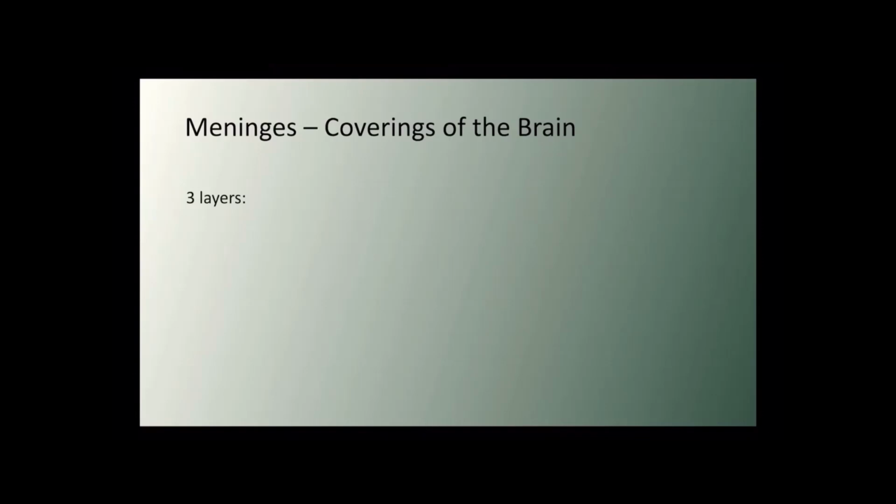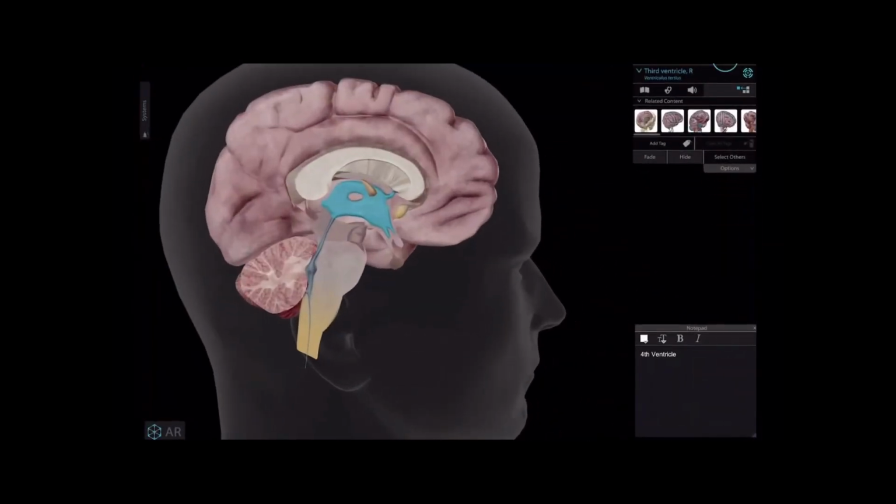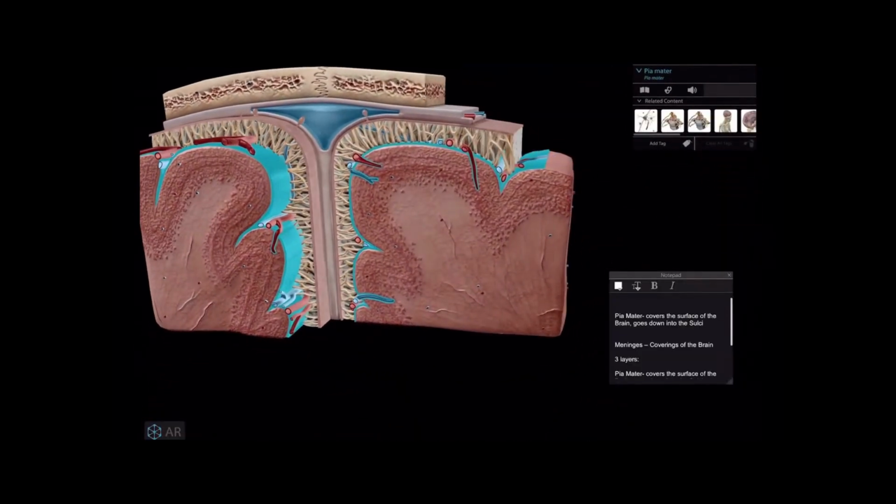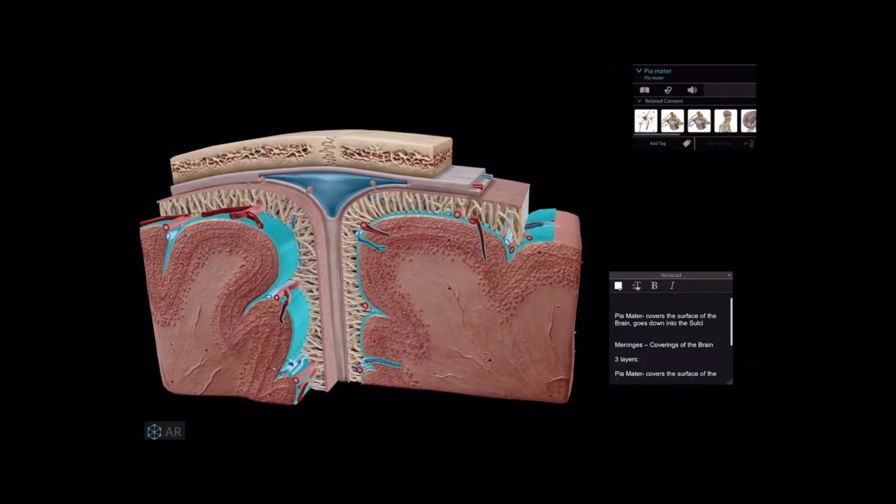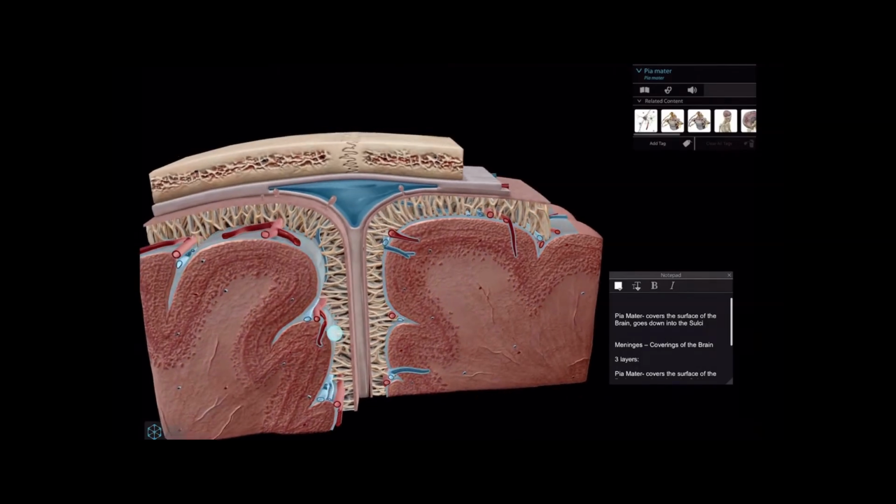Let's talk about the meninges real quick, covering the brain. We have 3 layers, right? Which one covers the surface of the brain and goes down into the sulci? That's right. That's our pia mater, right? Let's take a closer look at that pia mater. Again, we looked at this briefly, but we'll bring it up again. The pia mater is here, right? It is directly on the brain. Pia mater covers the surface of the brain, goes down into the sulci. We can see it.